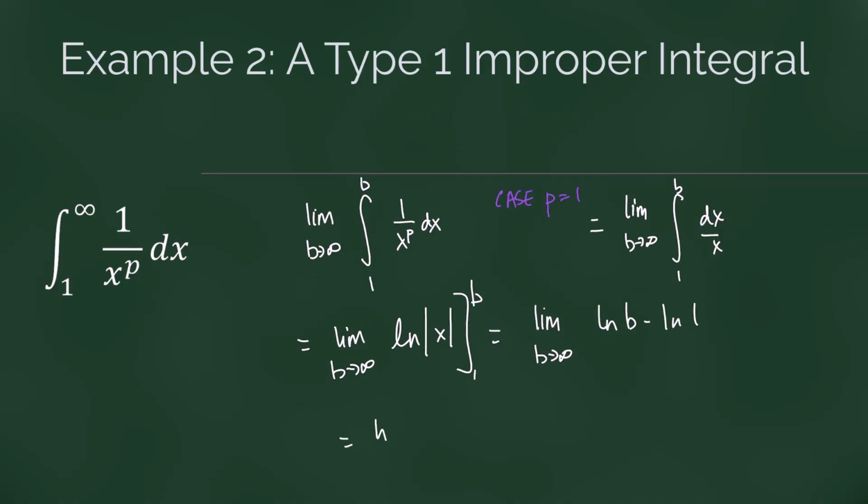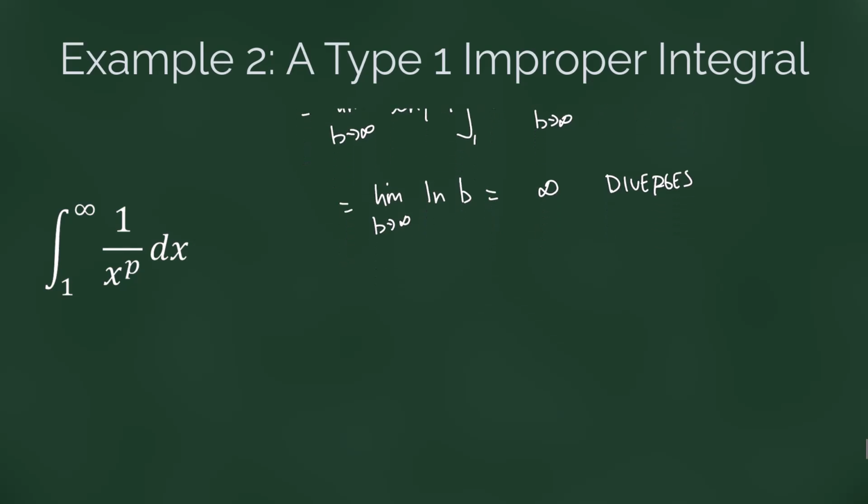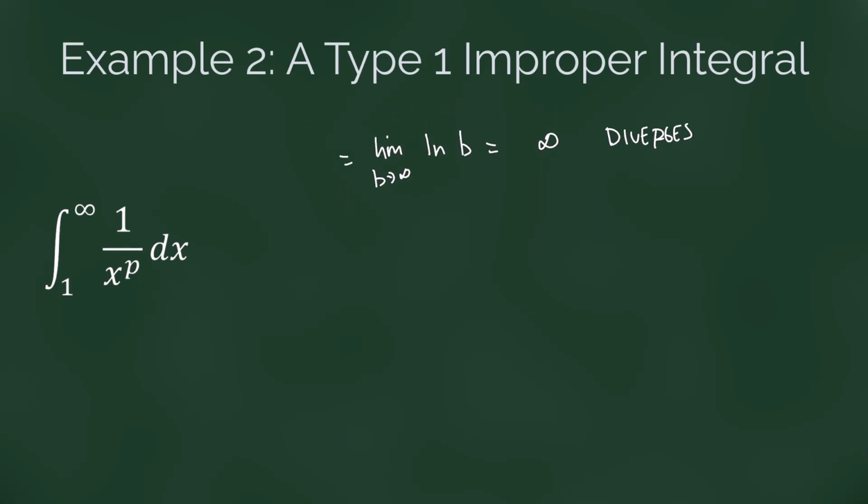But if b is getting larger, its natural log is as well. So this is also unbounded, infinite. So we see also that this integral diverges. So we have 3 cases. We'll wrap them up all here. So we have the case where p is less than 1. When p is less than 1, then we see that the integral from 1 to infinity of 1 over x to the p dx diverges.